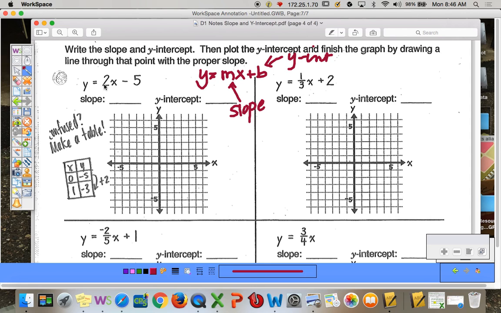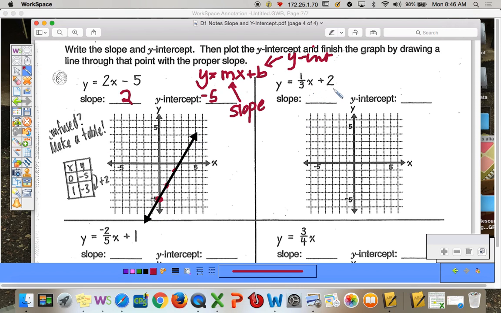So let's start with this one. 2x minus 5. Start with the y-intercept, -5. And the slope is 2. So the y-intercept is along the y-axis. So here's -5. And the slope is 2. You're going to go up 2 over 1, up 2 over 1. And then we'll graph our line.